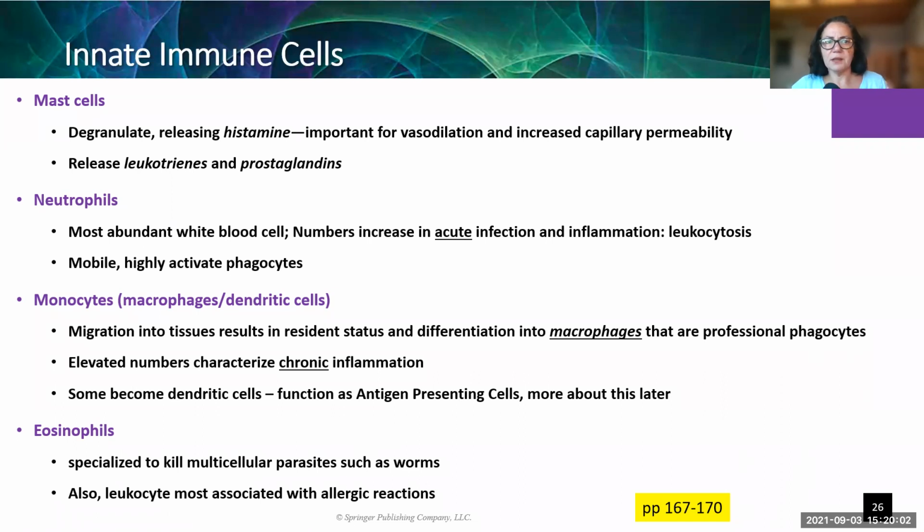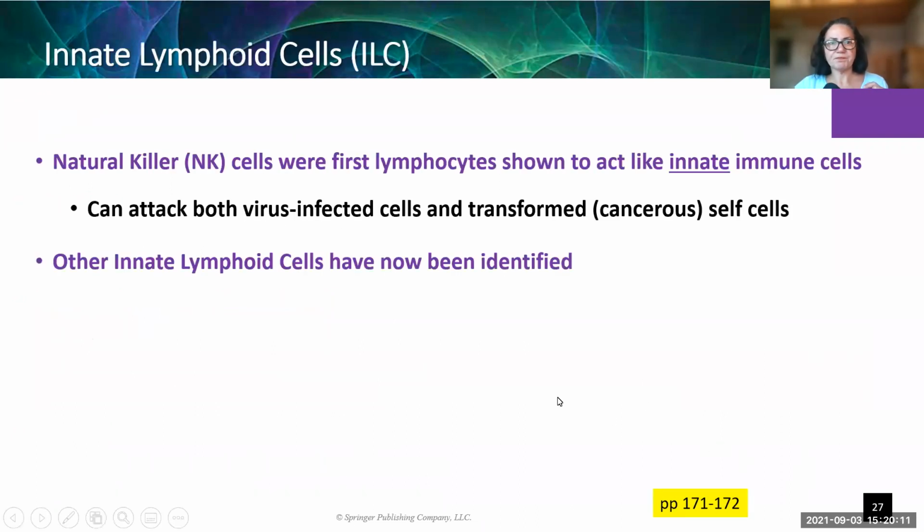And then there were some innate immune cells that came from the lymphoid line, and I'll mention those briefly. These are the innate lymphoid cells, the ILCs. We're not going to use that acronym. You will see NK, natural killer. These were the first lymphocytes that were shown to act like innate immune cells. They can go after virus infected cells. So our own cells that have been infected with a virus have to be tagged by some other cell first, and then the natural killer cells can go after them. And they can go after transformed self cells, in other words, cancerous cells.